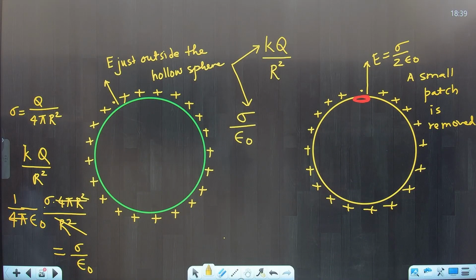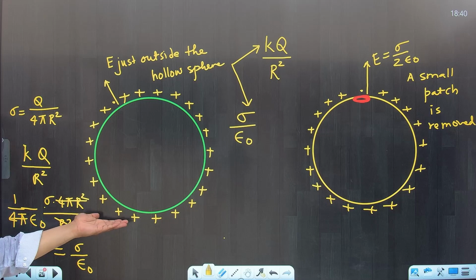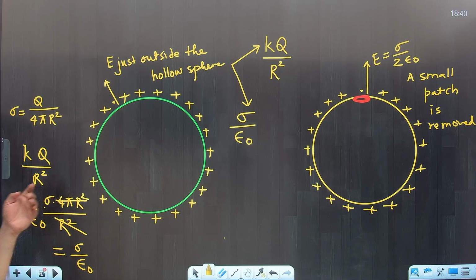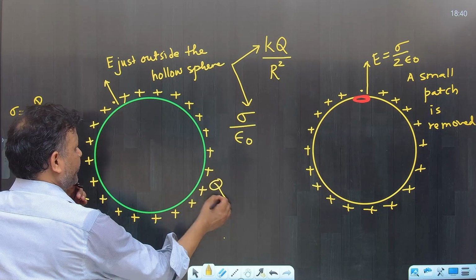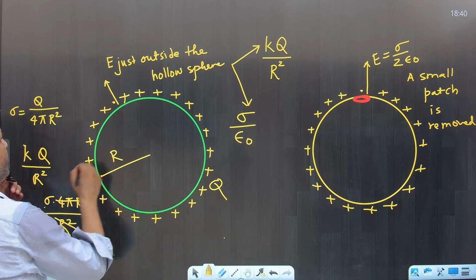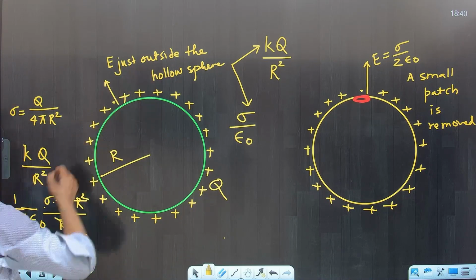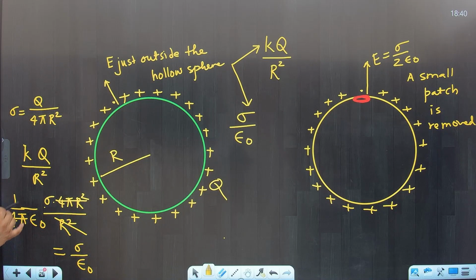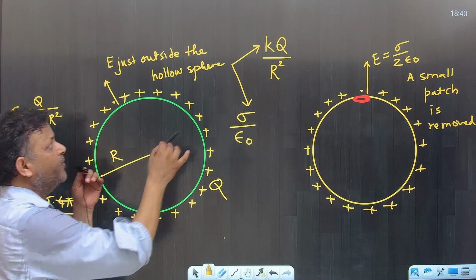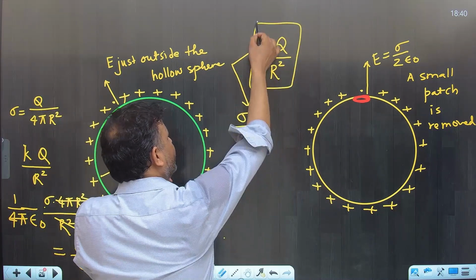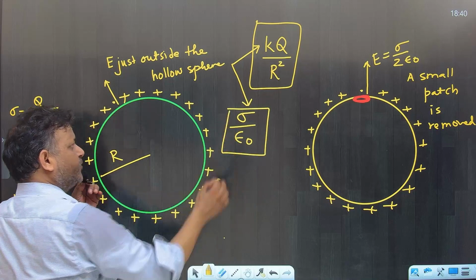Now come to this point. It's a very important point. This conductor is spherical, so charge Q is distributed over this surface. It is having radius R. You can say electric field just outside the hollow sphere, you know that formula is KQ by R square. But I will say it is again true, sigma by epsilon 0.